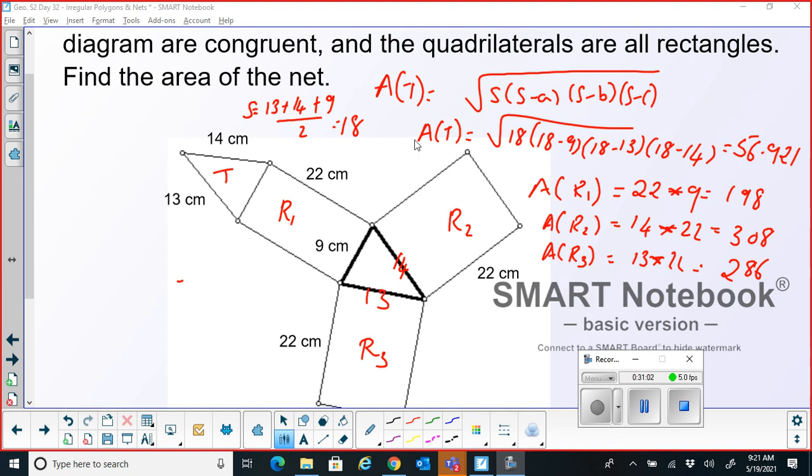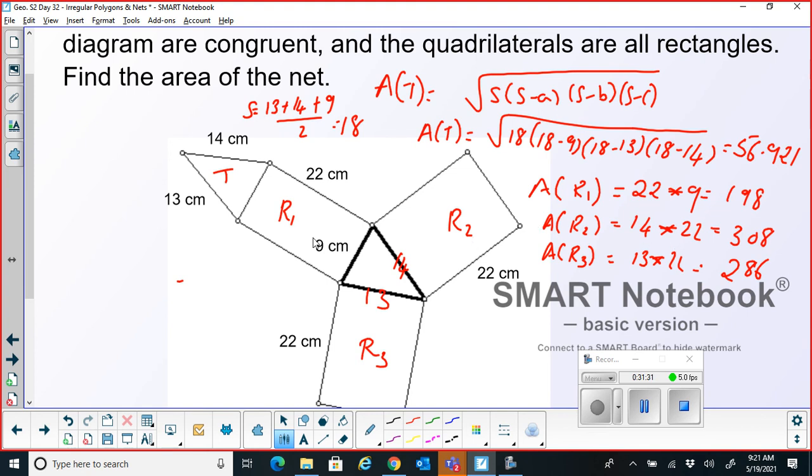So I can find the area of the triangle using the square root of s times s minus a times s minus b times s minus c, where s is the sum of all the three sides, that is 13 plus 14 plus 9 divided by 2, that gives us 18. The area of the triangle is 18 times 18 minus 9 times 18 minus 13 times 18 minus 14. Taking the square root all throughout, we will get 56.921.